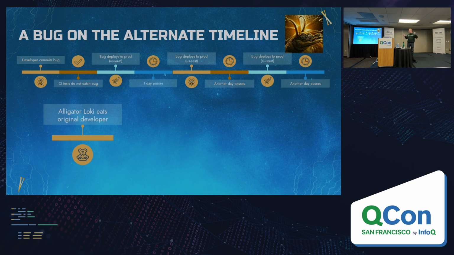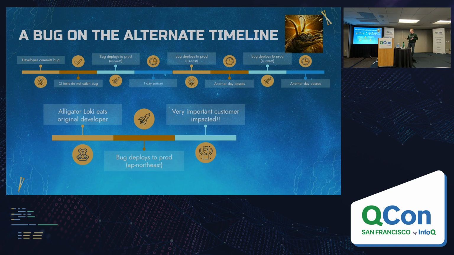Then alligator Loki eats the original developer, or maybe something more realistic happens, like they transfer to another team or get a promotion or whatever. But that developer is not around anymore. Our bug keeps going through the pipeline and deploys to Asia. Oh no, now we have this big problem.